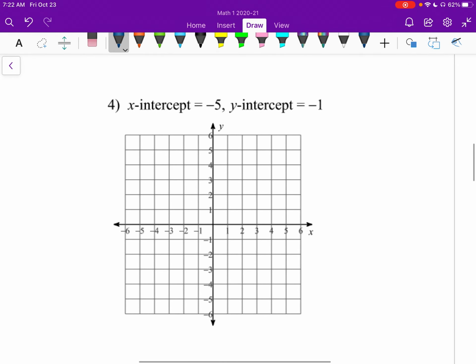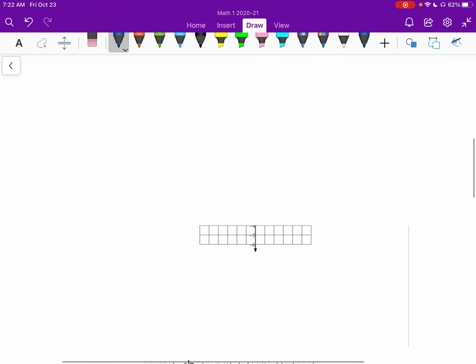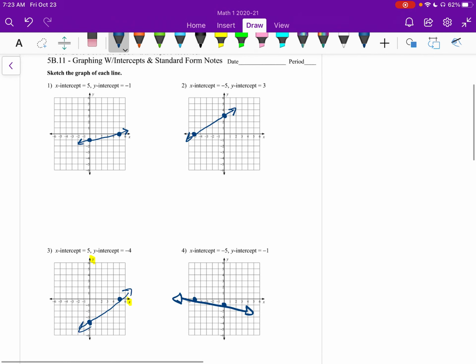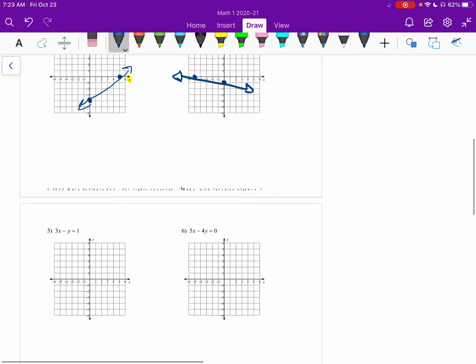Number 4, x-intercept of -5, so I look at my x-axis, the horizontal axis, and I put a dot on the -5. For the y-intercept, a dot at -1, and we draw our line through it. There we are. And remember again, lines have arrows. All right, that's the front side of this. Hopefully that was pretty easy for us. And let's look at the back side.